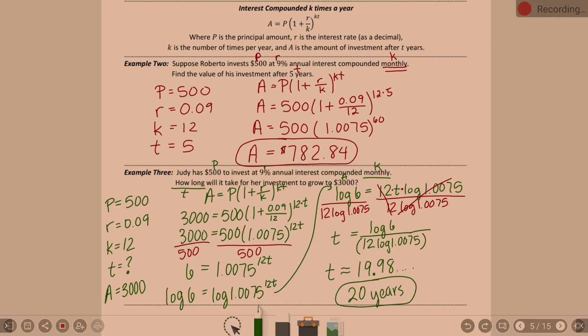Okay, are we ready for the backside? As I said, I'm opting not to do the bottom section, exponential growth and decay, based on what I assigned in the homework and everything else. I'm opting not to do that one.